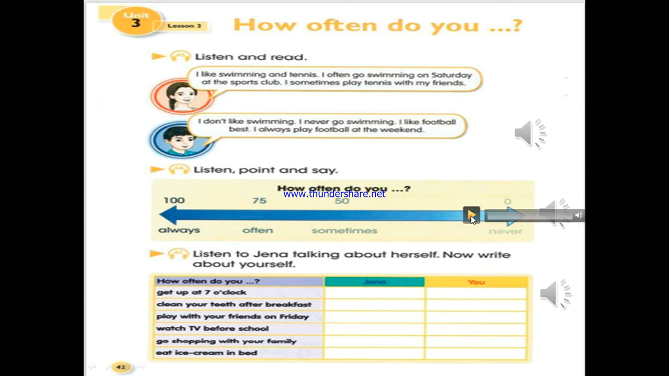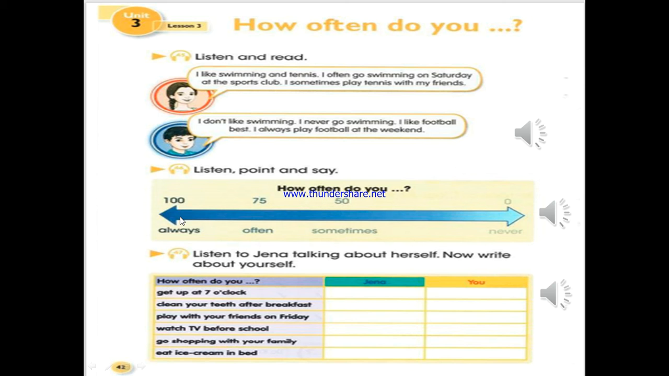Now listen to this one. Track 46. Unit 3 Lesson 3. Listen, point and say. How often do you? Always, often, sometimes, never. Yes. Listen, point and say. How often do you?